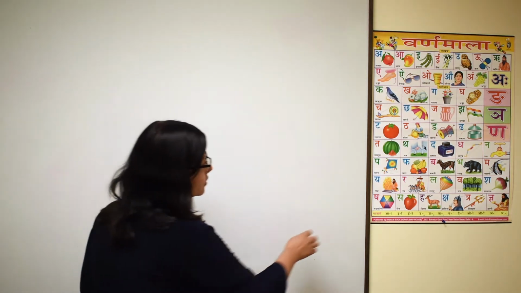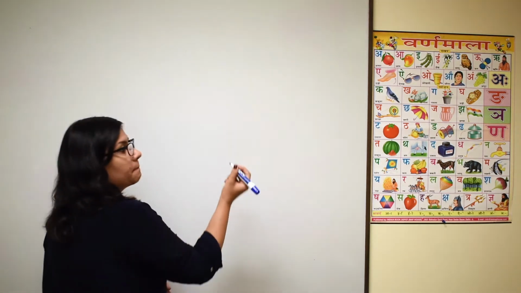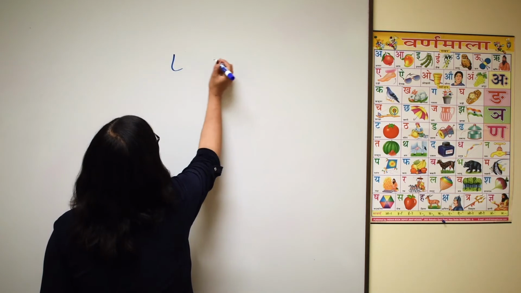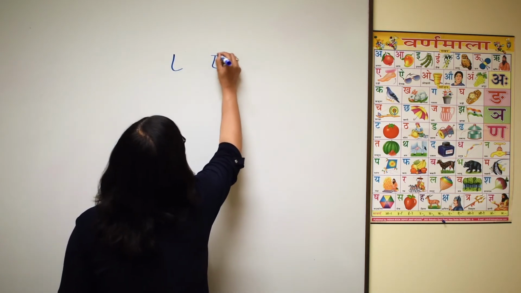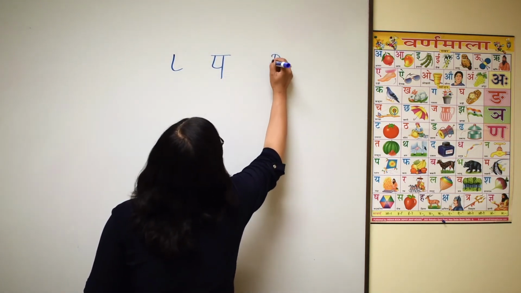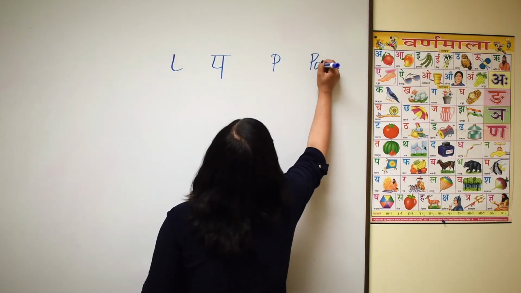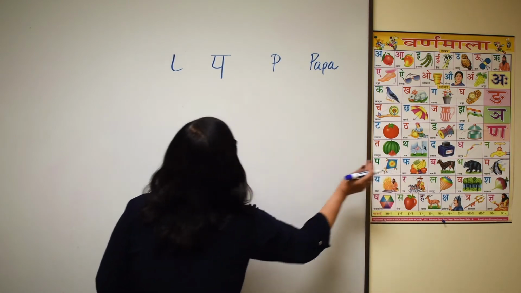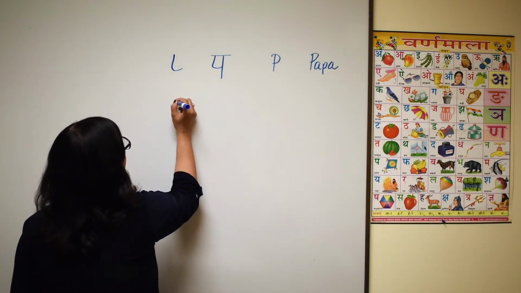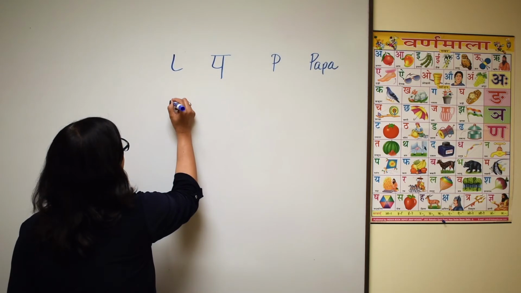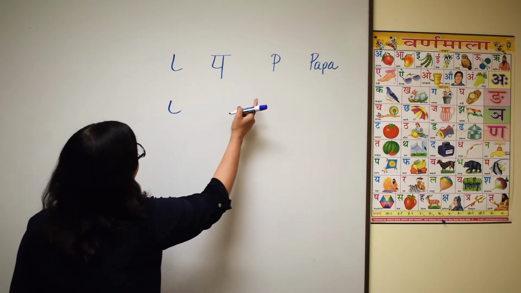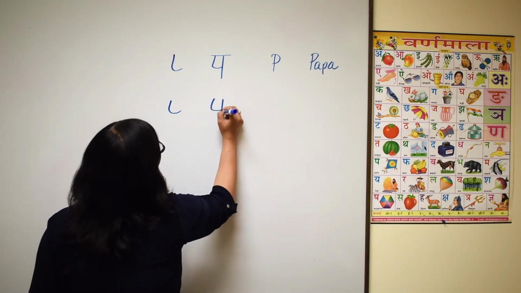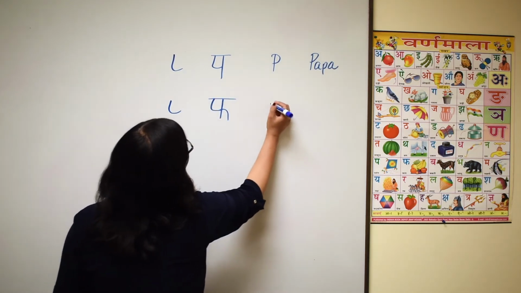Okay, so the first one is pa, and that's how we make pa, like this. Okay, pa as in papa. Okay, so that's our p. And next up is pha. Okay, so that's the aspirated version of that. Okay, so again, we go like this, pha.